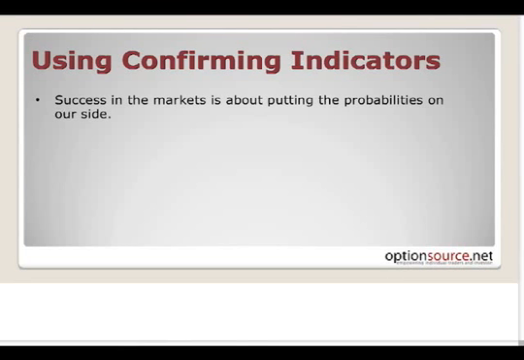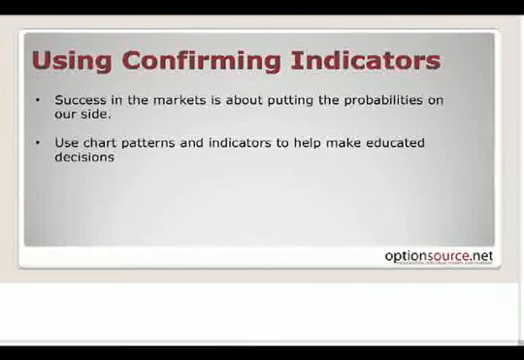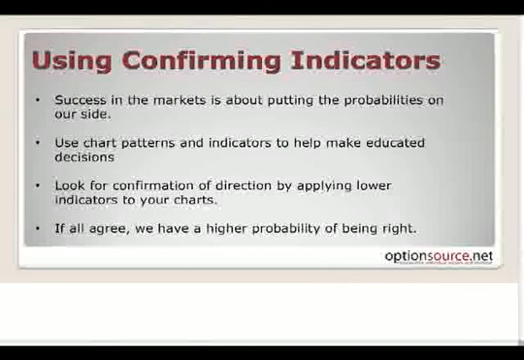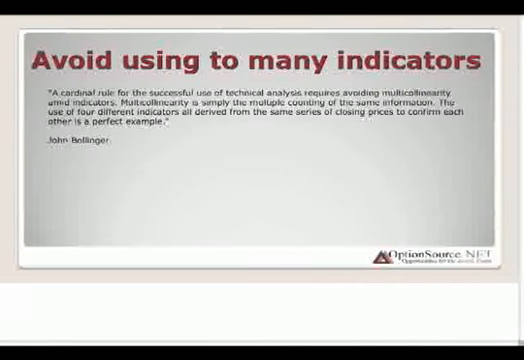So, when we're using a confirming indicator, again, our success in the markets, in trading not just these FX currency pairs through the IC, but any market for that matter, is about putting the probabilities on our side. And we use chart patterns and indicators to help us make educated decisions. But we're still looking for that confirmation of direction by applying lower indicators to our charts. And if everything lines up, as I said, we're building a case for a particular directional bias. If everything lines up and everything agrees, then we have a higher probability of being right, which is really what this business is all about.